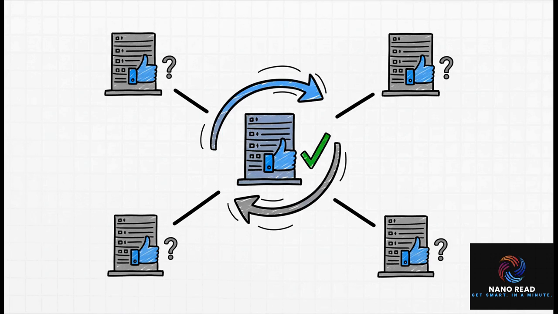Okay, but wait, we just created a huge problem. We wrote the like to one data center in, say, Oregon. What about all the other data centers, all the little caches all over the world? They're all holding old, stale data. They think the photo has one less like than it actually does. How do you fix that?